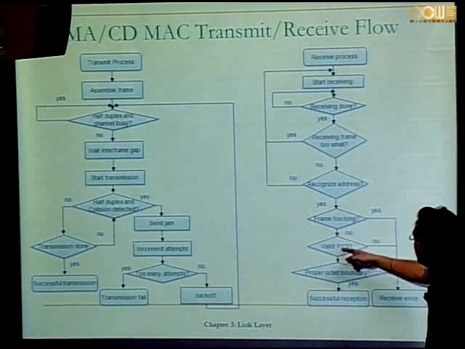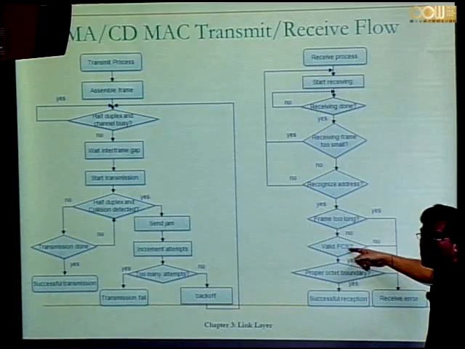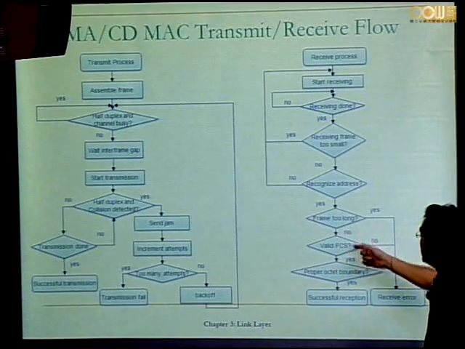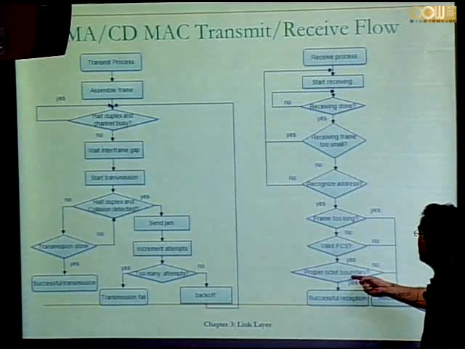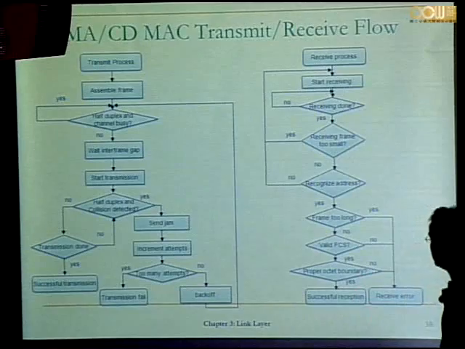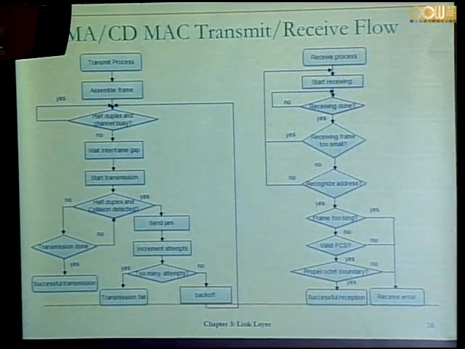Also, it will check the frame check sequence, CRC, which is calculated by hardware to do the check. And then the octet boundary, correct. And then successful reception. So this is the Ethernet.